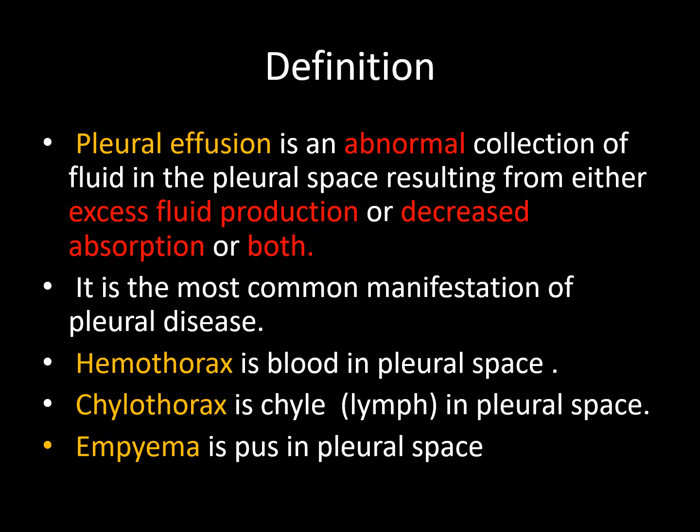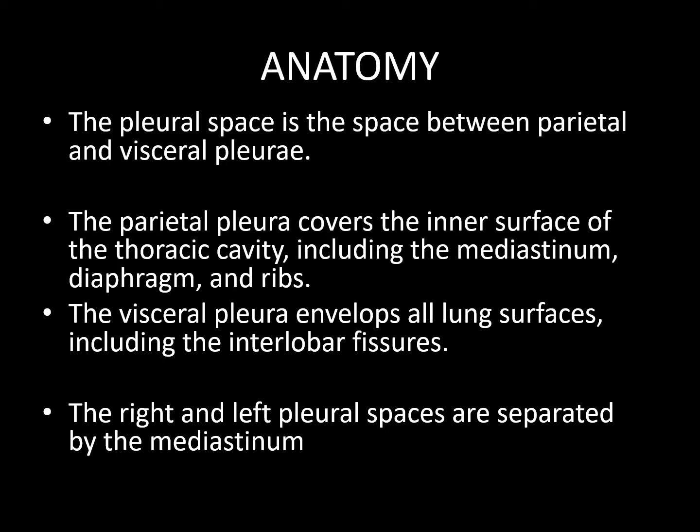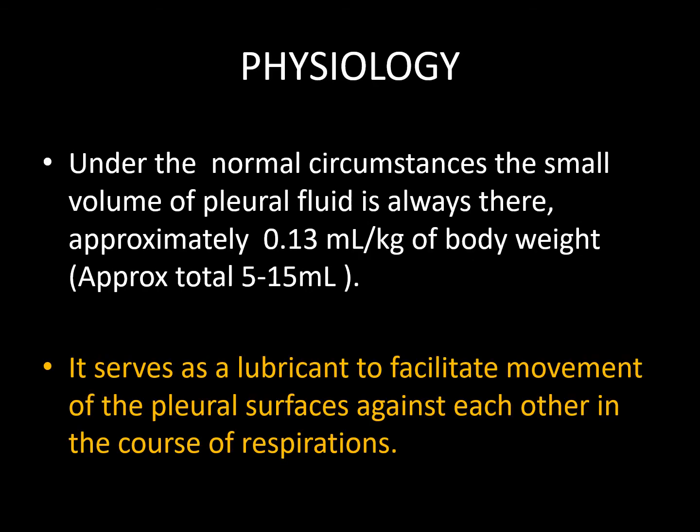If we see the anatomy of pleural space, the pleural space is the space between visceral and parietal pleura. The parietal pleura covers the inner surface of thorax, diaphragm, and the ribs. Visceral pleura covers the outer surface of the lung, which also includes the interlobular fissures. These both spaces are separated from each other. Right and left pleural space are separated from each other by the mediastinum. Normally, some amount of pleural fluid is always there in the pleural space, which is approximately 5 to 15 ml. It has a purpose. It serves as a lubricant to facilitate the movement of pleural surfaces against each other in the course of respiration.